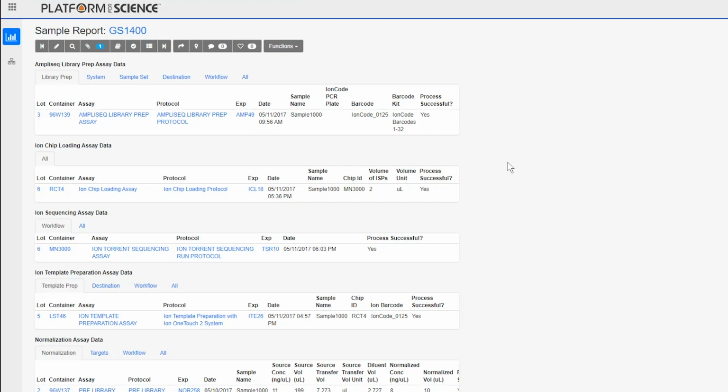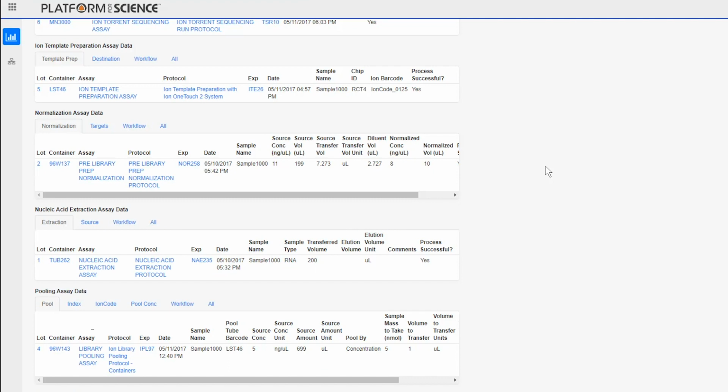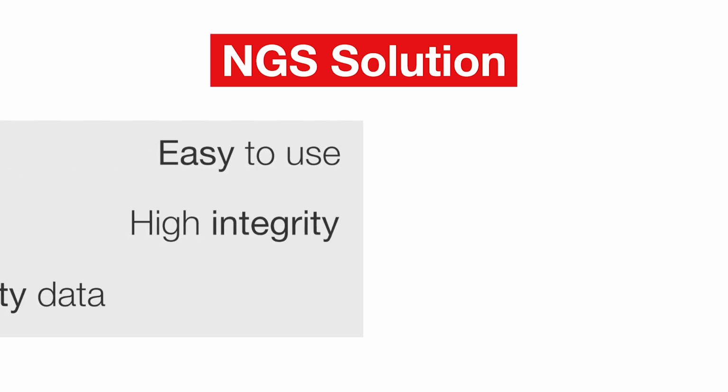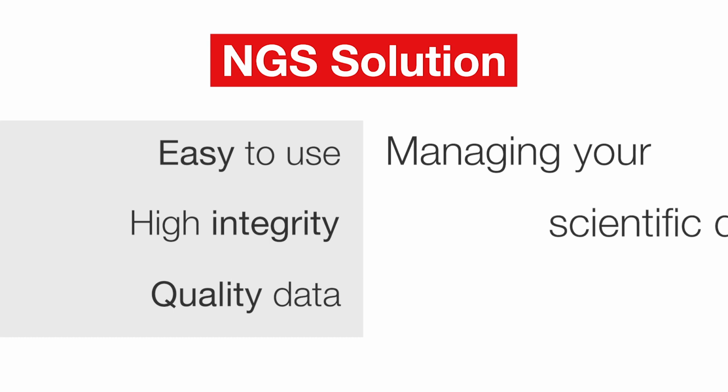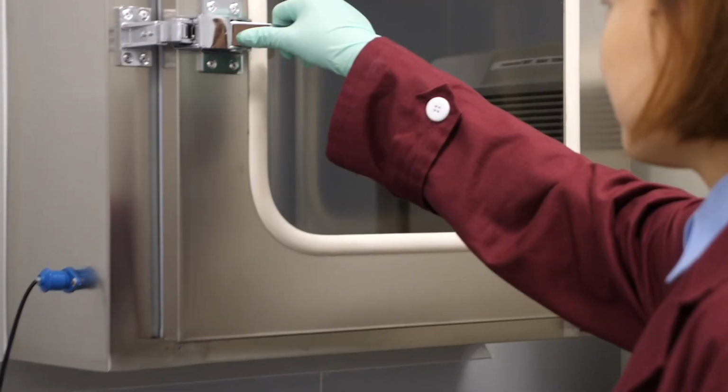Detailed information on a sample can be viewed on a sample report. We can see each process that the sample has gone through: extraction, normalization, library prep, sequencing, and all the metadata associated. The NGS solutions for Core LIMS software are easy to use and ensure high integrity and quality in your data. Managing your scientific data is made simple by letting the software do the work for you.